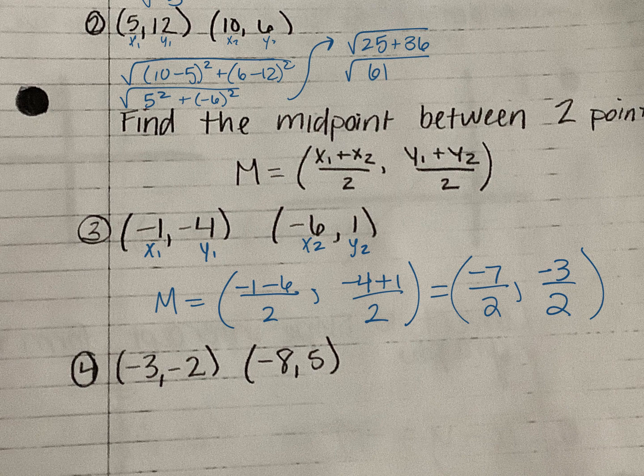Wait, I thought it was negative 4. Oh my gosh. All right, so for midpoint, you don't have to combine them together.